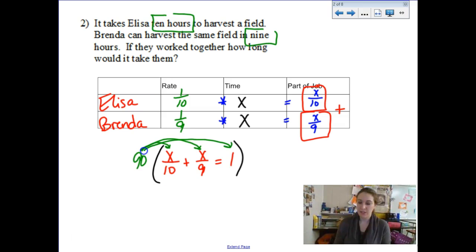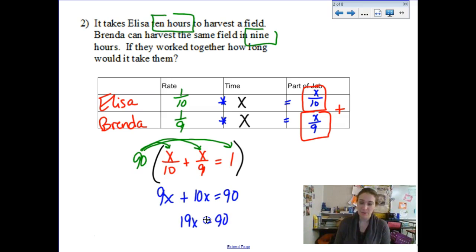So if you multiply everything here by 90, this new equation 90 over 10 becomes a 9x. This becomes a 10x when you reduce it. And then don't forget the 1, it's a 90 now. That's the most common mistake setting these up, is the child who doesn't multiply the 1. Or knows to do it and just forgets for some reason. Alright, so 19x equals 90.